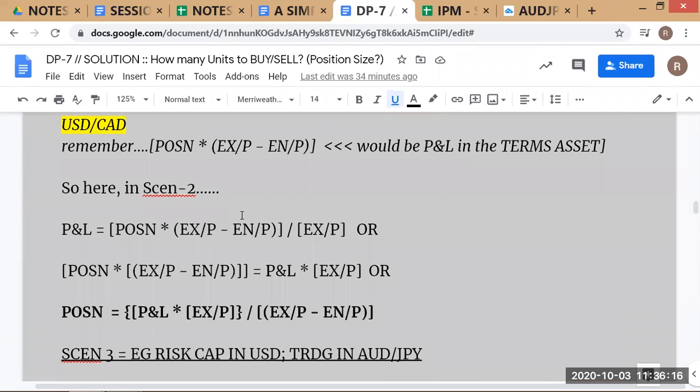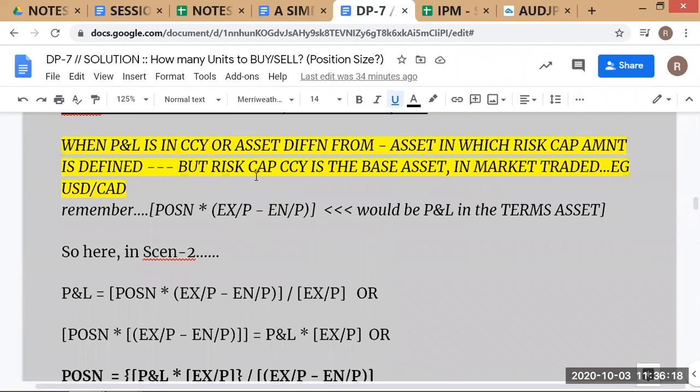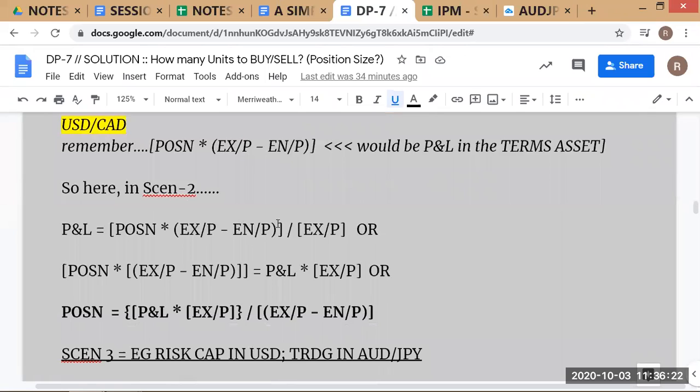Okay, so basically, let's talk about this formula here, scenario 2. In scenario 3, the second part is very long text. Essentially what we're doing in the second part is we are just using a factor, and the job of that factor is to convert, because the LHS must be in the risk cap currency.